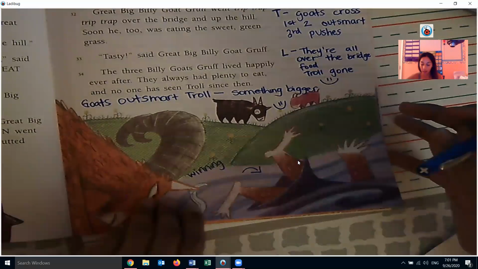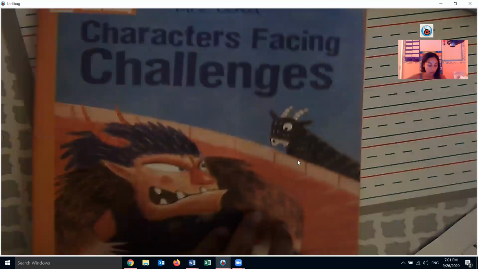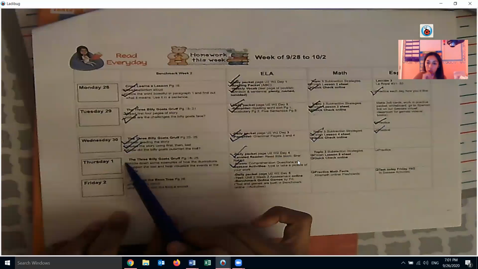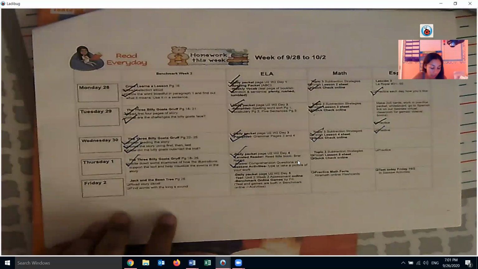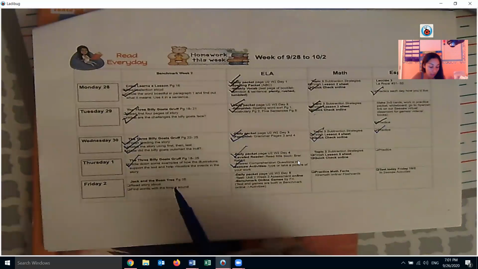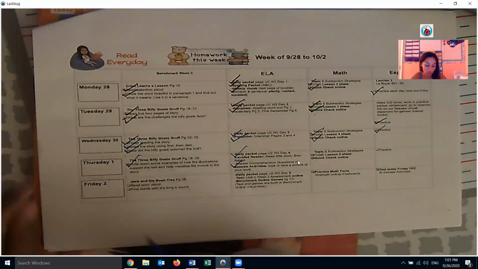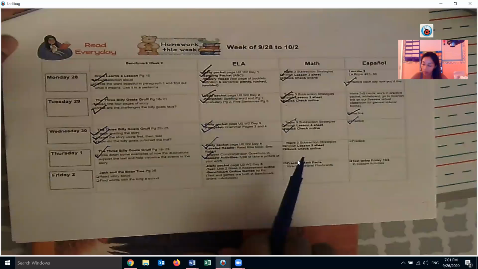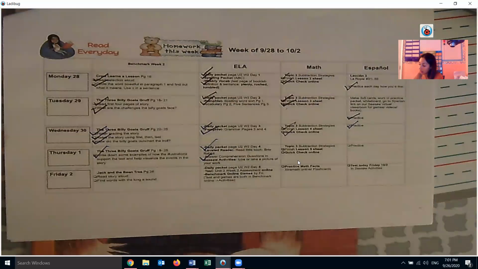So that is our activity for today. Writing down examples. We wrote down those little notes in the pictures that help us again with visualizing the story, imagining it, and supporting the words from the story. Which brings us next to our math lesson.